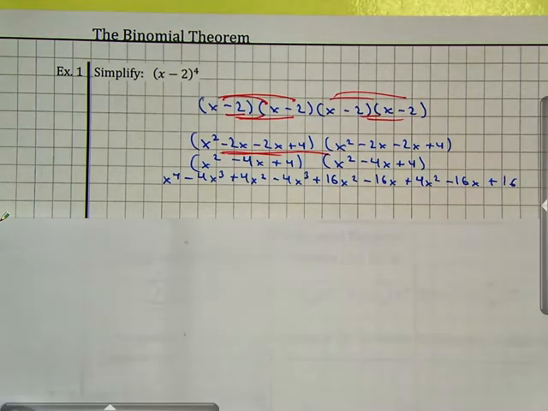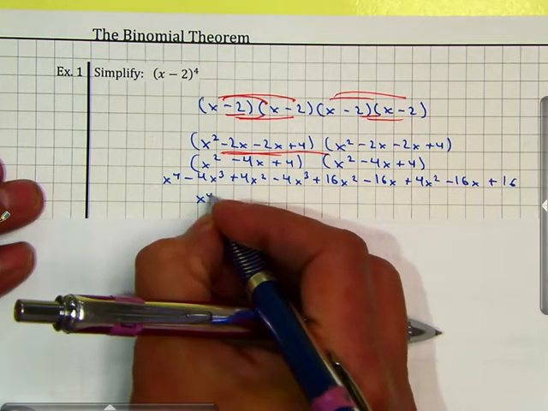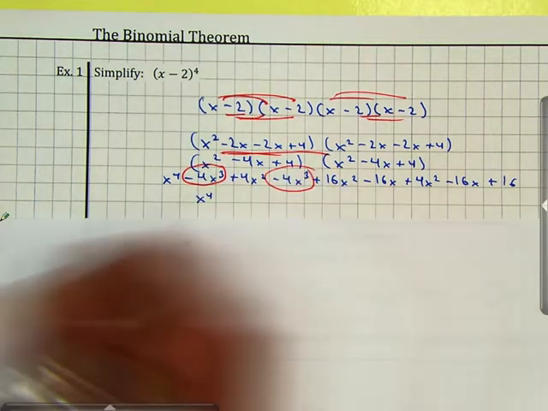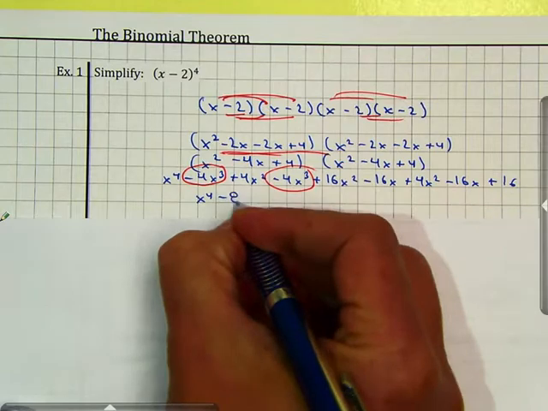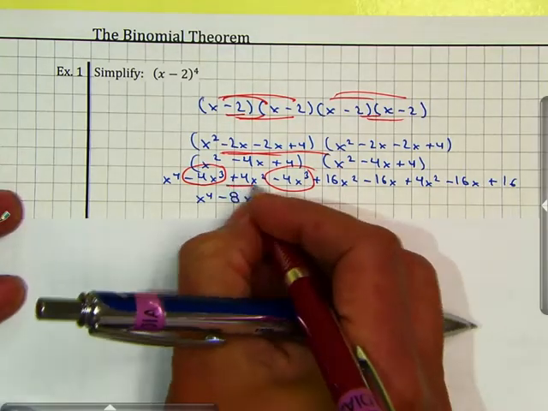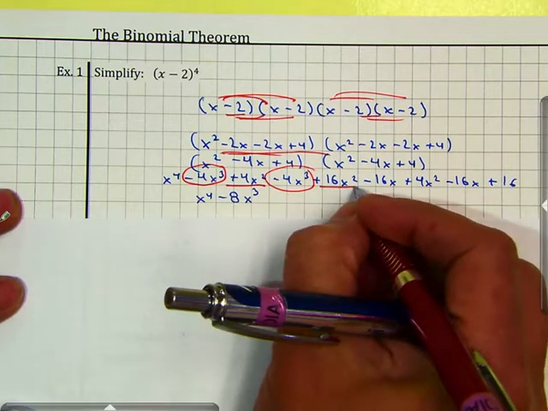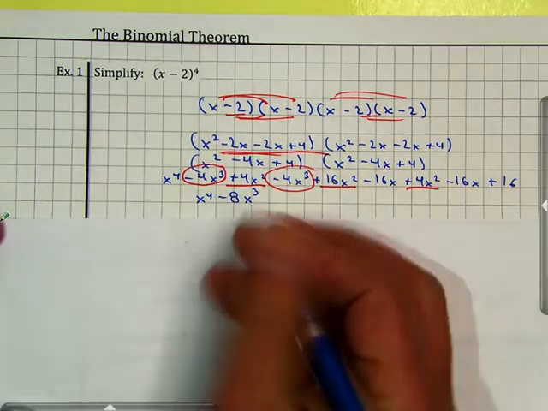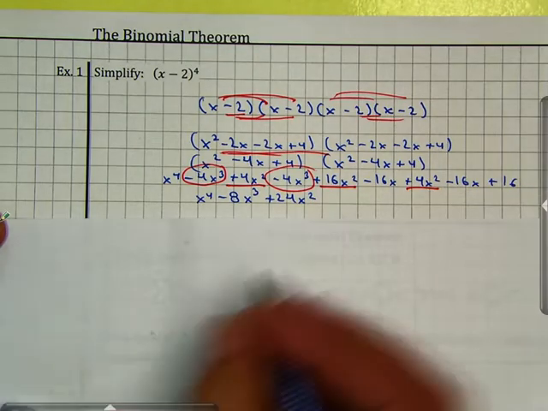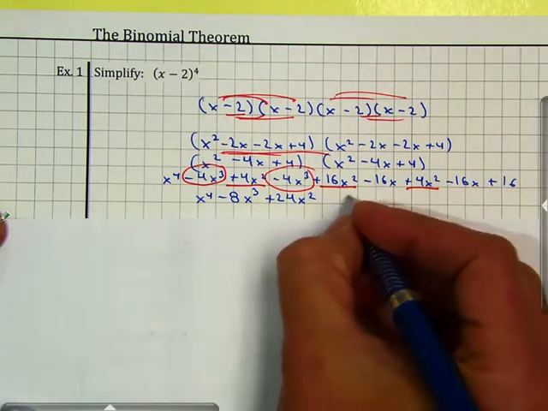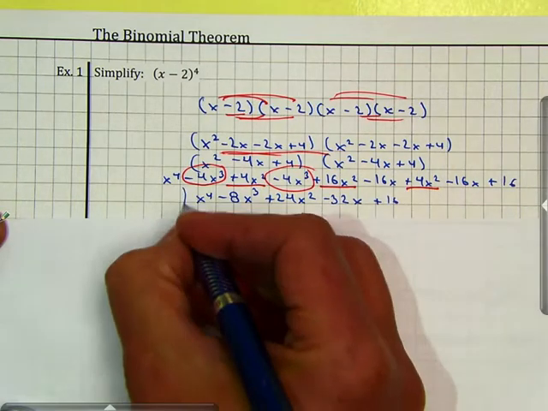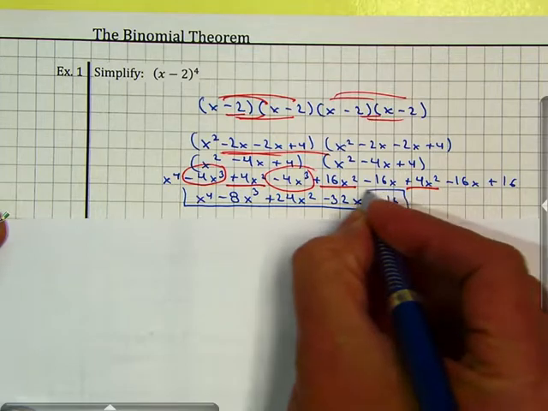There's only one x to the fourth. X to the thirds, we have 1, we have 2, so it gives me negative 8x to the third. My x squared, so I have 4x squared plus 16 will be 20, plus 4 will be positive 24x squared. My x's, negative 16 and negative 16 will be negative 32x and plus 16. So therefore, that will be our result.